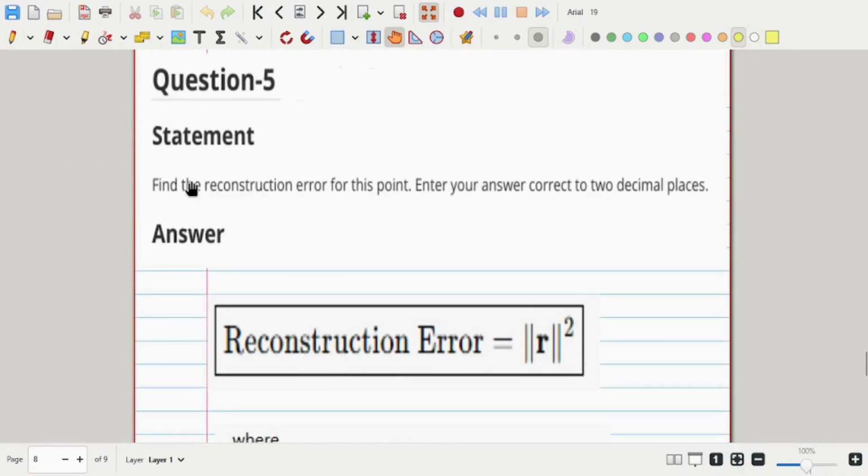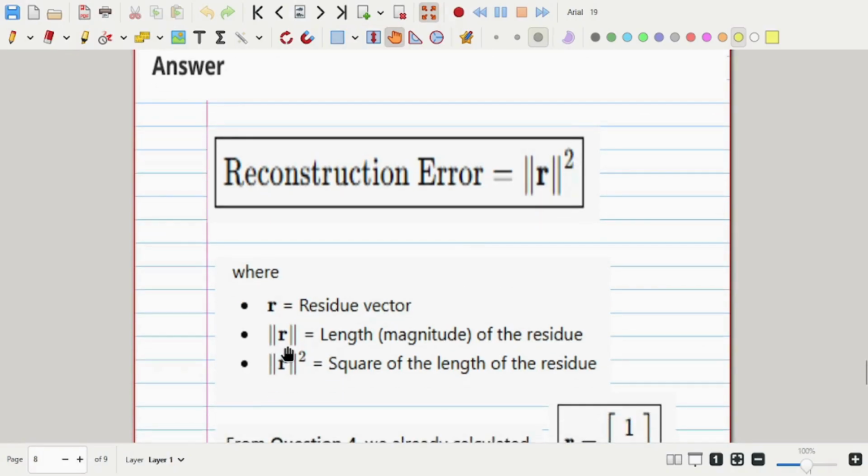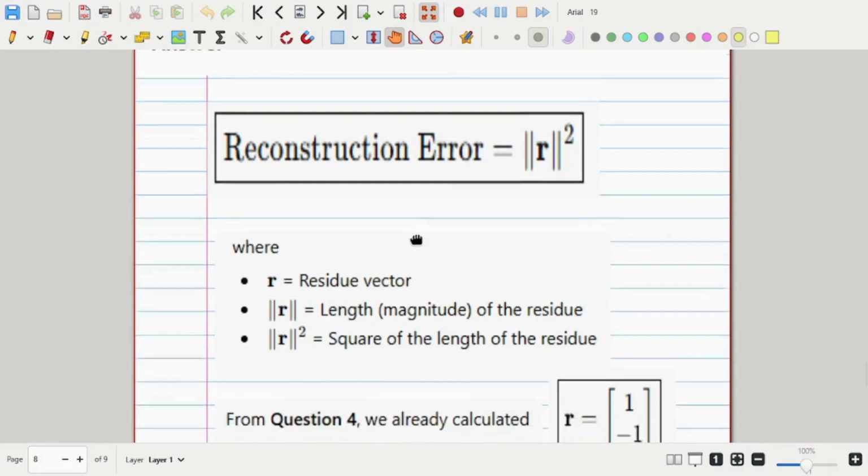Question 5 statement. Find the reconstruction error for this point. Enter your answer correct to 2 decimal places. Reconstruction error is calculated by the formula: reconstruction error is equal to norm of vector R square. R means residue vector and norm of R means the length or magnitude of the residue. Norm of vector R square gives the square of the length of the residue. In simple words, reconstruction error means the square of the length of the residue.